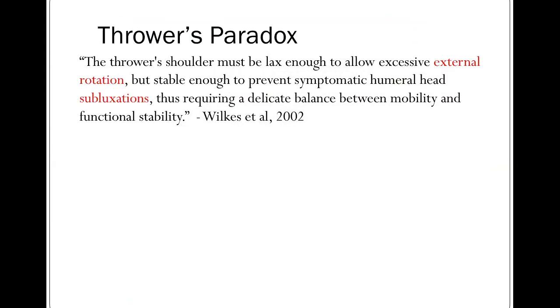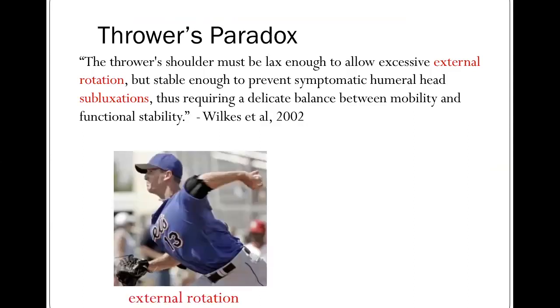Now, we talked about how sometimes, especially with pitchers, we're putting our bodies in very complicated positions. A thrower's shoulder, like a pitcher's, must be lax enough to allow for excessive external rotation, but stable enough to prevent symptomatic humeral head subluxation. So we're rotating our shoulder backwards, and we need it to be relaxed enough to do that, but so that we don't get a partial coming out of the joint.